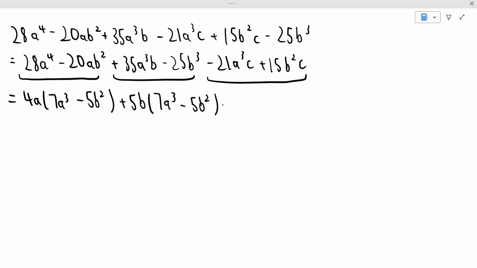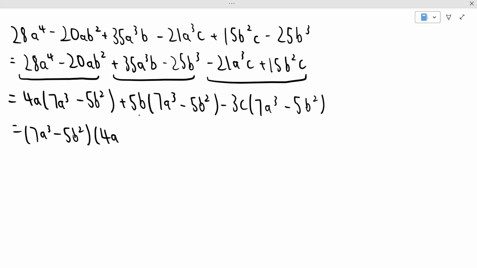And moving on to our third group, we can factor out a minus 3c from both terms. Minus 21a cubed c divided by minus 3c is 7a cubed, and 15b squared c divided by minus 3c is minus 5b squared. So now we can see that all three terms have a 7a cubed minus 5b squared in common, which will factor out of each group. So if we take the first term and factor out a 7a cubed minus 5b squared, we're left with a 4a, and if we do the same with the second term, we're left with a 5b, and if we do that for the third term, we're left with a minus 3c, and this is our final answer.